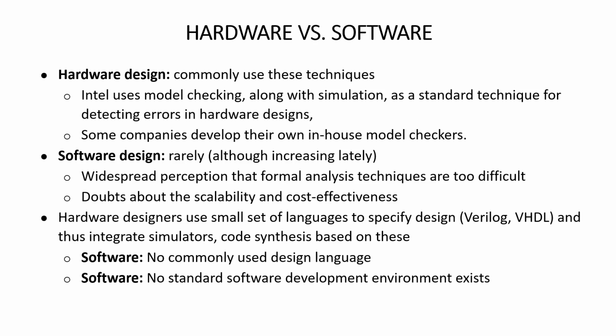There's stuff like the UML that people use for software design, but the UML itself has 13 different languages in it: class diagrams, activity diagrams, state machines. So in software, we don't really have a design language that everybody uses. And everybody uses slightly different environments. So there are a few more challenges in applying formal methods to software engineering than to hardware engineering.